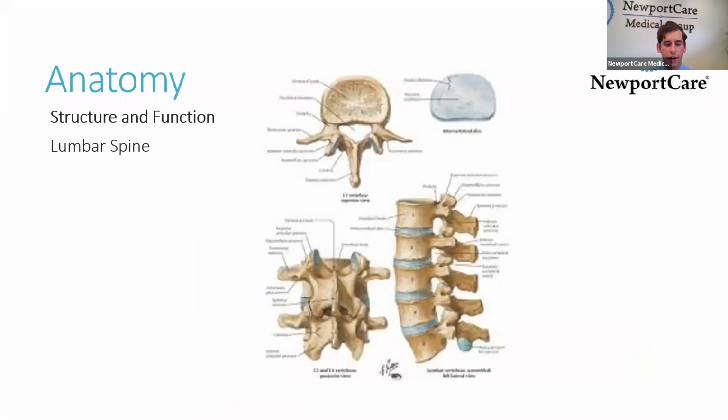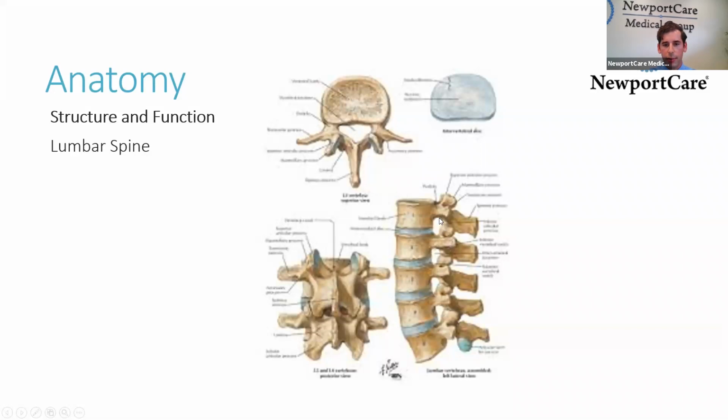Here we can see a nice artistic rendition of the lumbar vertebrae. We can see above what the spinal canal and the lumbar spine looks like, just beyond the vertebral body of the lumbar spine, which the disc sits on top of. We can then see that in the lateral view, that nice relationship between the vertebral bodies and the blue discs that sit in between them.